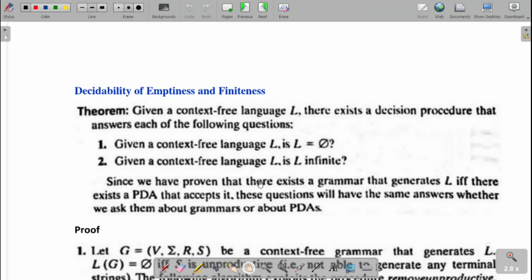Since we have proven that there exists a grammar that generates L if and only if there exists a PDA, both are equivalent. That is, if we are able to solve a problem using the grammar, the same thing can be solved with the help of the PDA. So these questions will have the same answers whether we ask about the grammars or the PDAs. Fine.